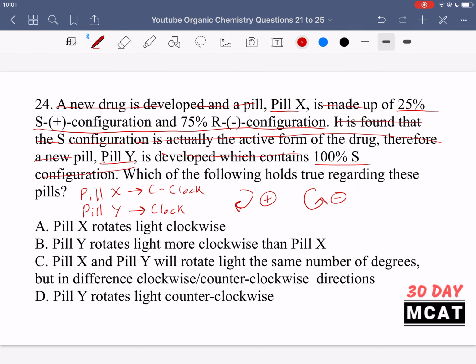Option A is saying that pill X rotates light clockwise, but no, that's incorrect because it is not clockwise, it is counterclockwise. And once again, this is because it's more so made up of R, and the R configuration has that minus sign, so it's going to be counterclockwise. Option B is saying pill Y rotates light more clockwise than pill X. And yes, this is correct. So we established that pill X is mainly counterclockwise and pill Y is 100% just clockwise. So option B is correct.